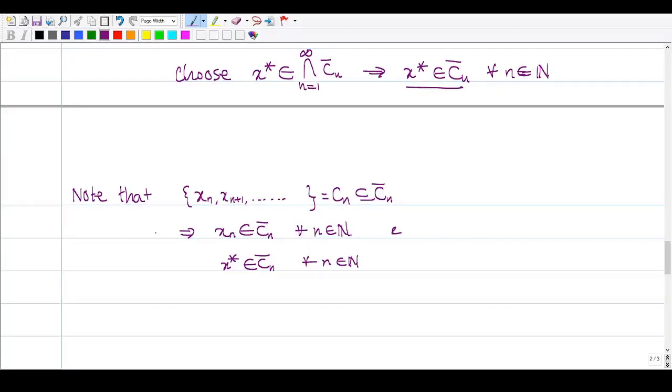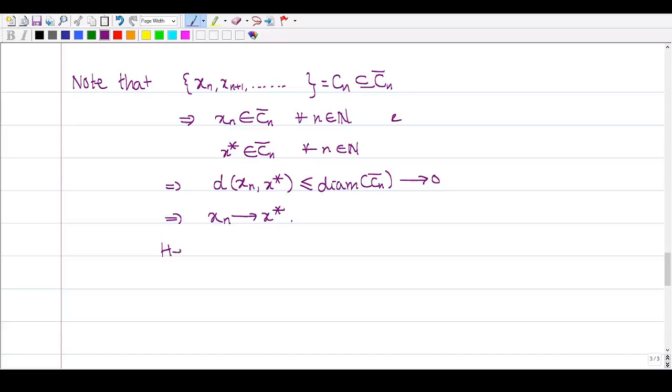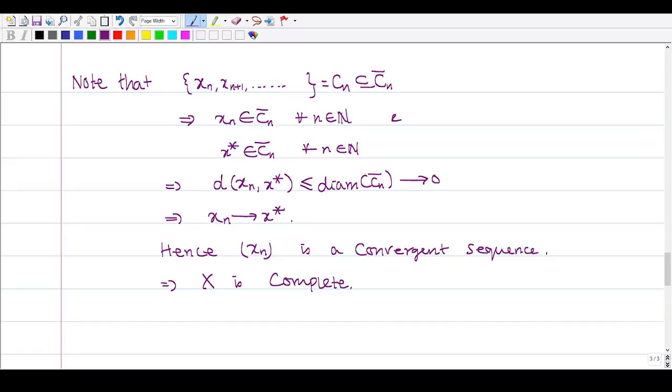So this implies that the distance between xn and x star is always less than or equal to the diameter of Cn closure, and we know that this fellow will converge to 0. So this implies that xn converges to x star. Hence xn is a convergent sequence. This implies that capital X is complete. This is a complete metric space.